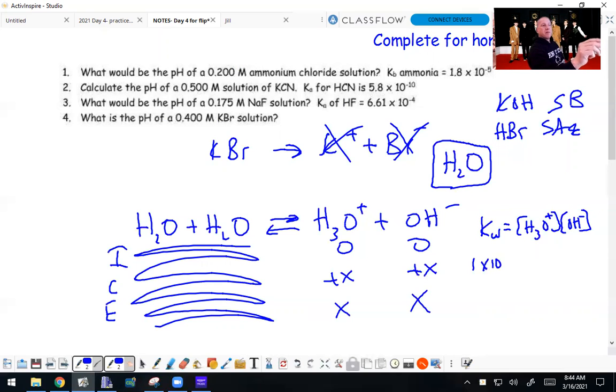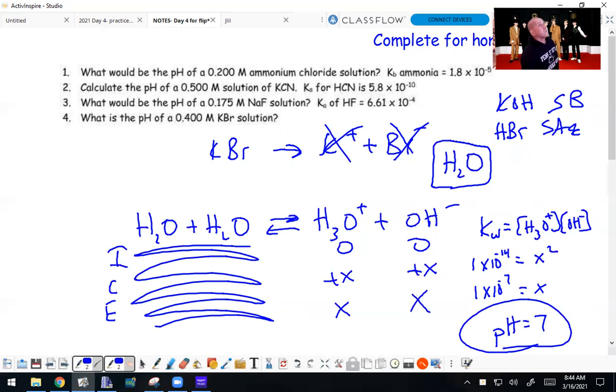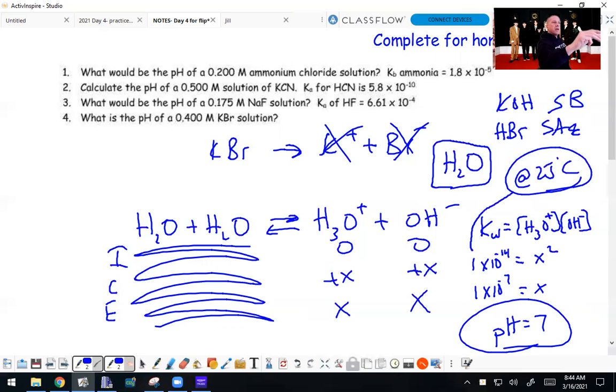So it's 1 times 10 to the minus 14 equals x squared. X equals 1 times 10 to the minus 7, which means both of these equal that, which means the pH and the pOH are both 7. So this is a neutral salt. So when you're formed from a strong acid and a strong base, the reason it's neutral, now what we're assuming here is that it's at 25 degrees Celsius. And so the Kw is 1 times 10 to the minus 14.